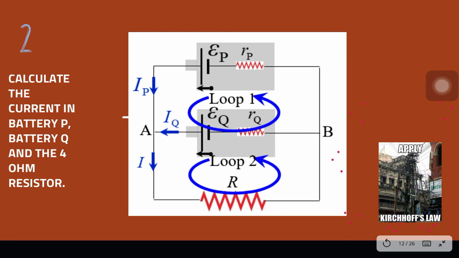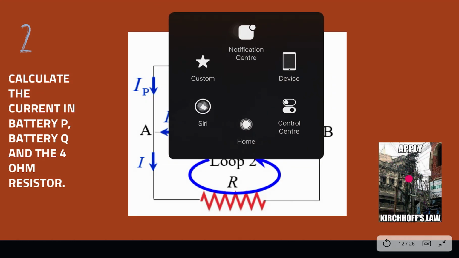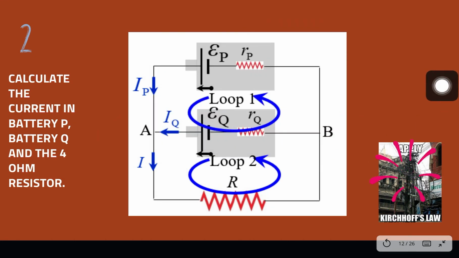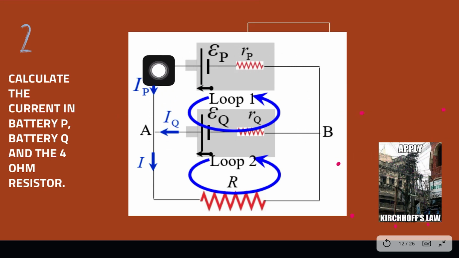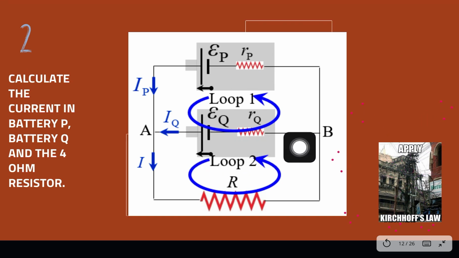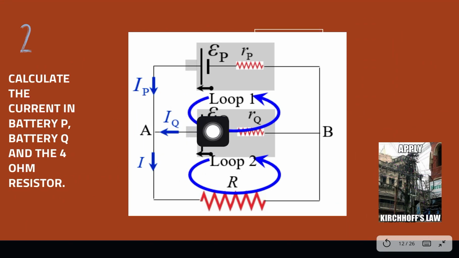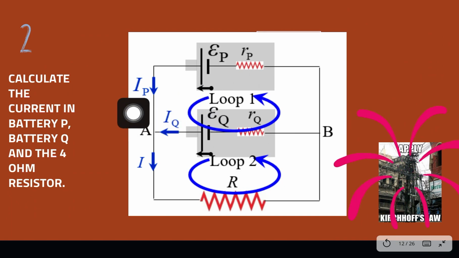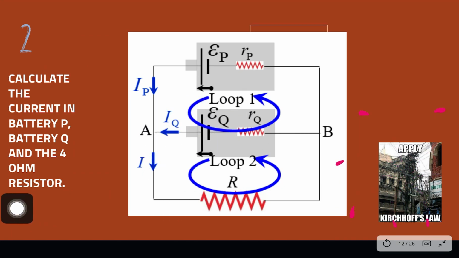Okay, back to the question. Alright, we need to calculate the current in battery P, Q, and the 4 ohm resistor. So what we need to do is label the current passing through EMF P as IP, the current passing through battery Q as IQ, and the current passing through R as I. So we need to find IP, IQ, and I.